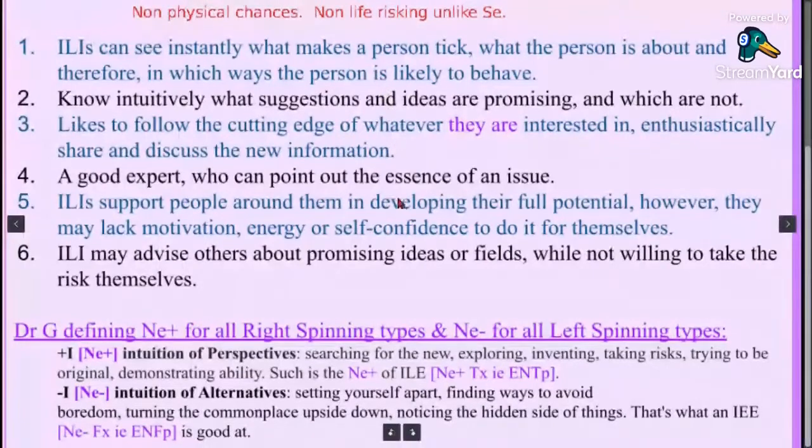If the INTJ resembler is not interested in somebody, they're not going to read them very well, and they're not going to see what makes them tick. Whereas somebody who is more interested in people, more observant of people and more experienced, and can see the patterns, would do. Now, of course, you can get these INTJs that have more development. They intuit which suggestions and ideas are promising and which are not. So you can see there, it's filter.